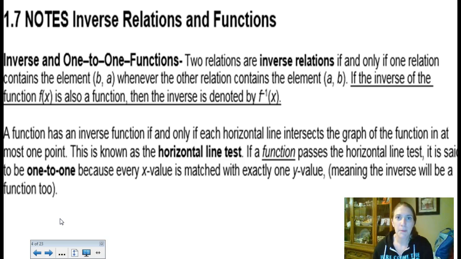Okay, inverse. And where are we at? Two relations are inverse relations if and only if one relation contains an element of B, A, wherever the other relation contains an element of A, B. Okay, so basically they're saying the x and y switch. If the inverse of the function is also a function, then the inverse is notated by that function notation. So this is a bit of a picky math teacher thing. If you're finding an inverse, but it's not a function, so for instance, let's say you were trying to find the inverse of a quadratic function.